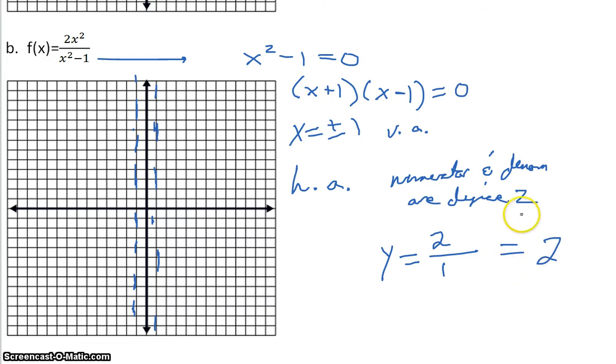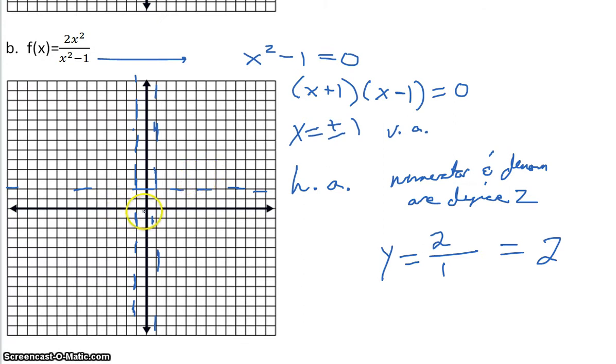So my horizontal asymptote is this line y equals 2. In terms of what this looks like, something like this. Now if you were to plot points, this looks like a lot of stuff going on here, and trying to figure out how this graph would look.